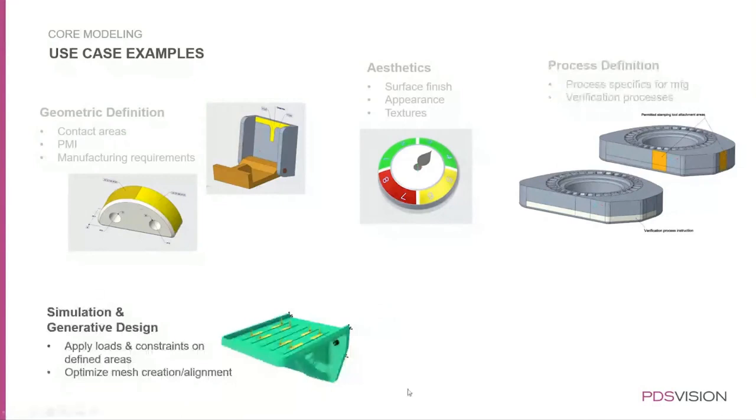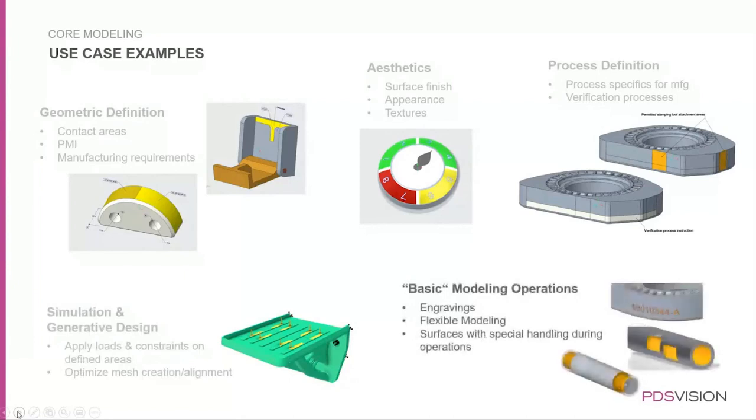Then let's say simulation and generative design. If you want to apply forces only on a partial surface, not the whole surface, it's quite easy today to do that as well. And then, of course, those regular basic modeling operations. If you want to engrave some text on that one, or if you want to have some slots which are milled into the tube or pushed through, one of the options for how you can model that is using split surface and flexible modeling tools.